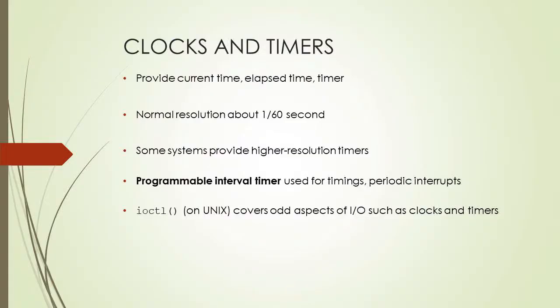Clocks and timers provide the current time, elapsed time, and a timer. Normal resolution is about 1/60 second. Some systems provide higher resolution timers. A programmable interval timer is used for timing and periodic interrupts.